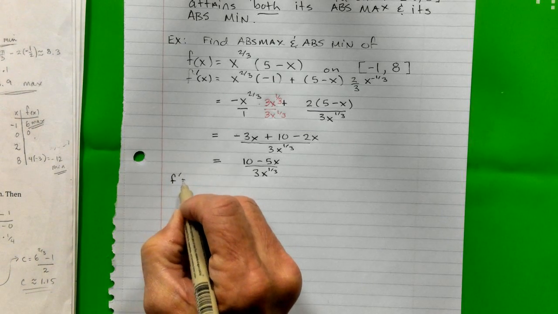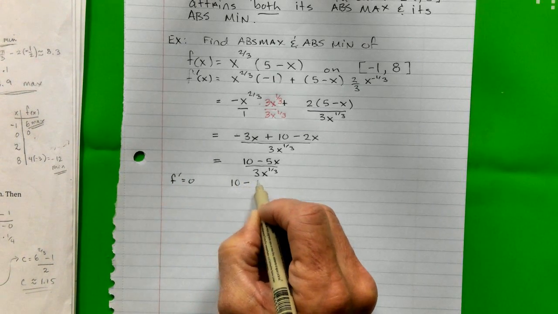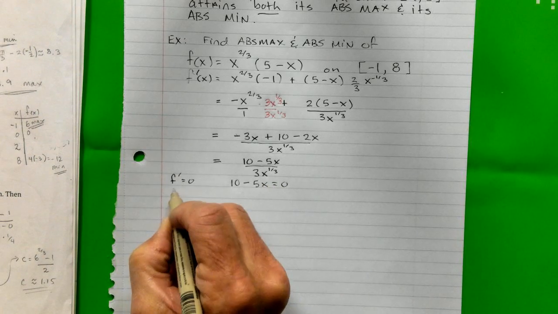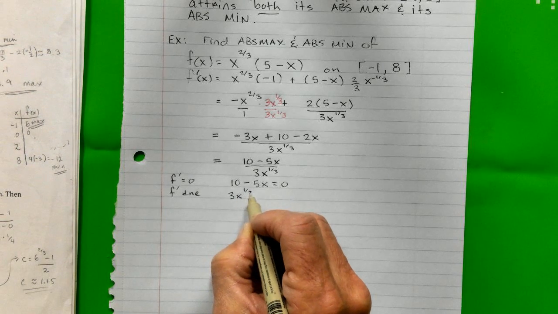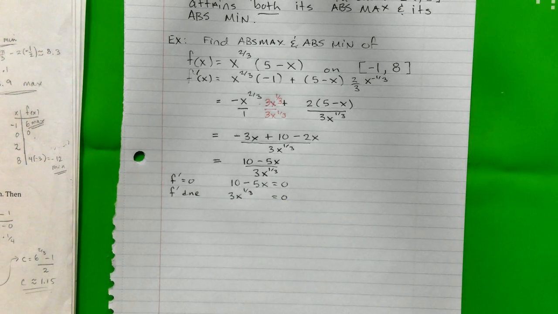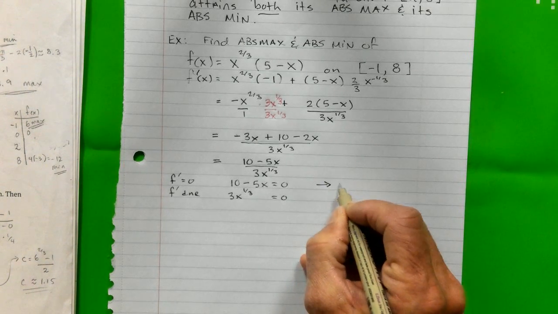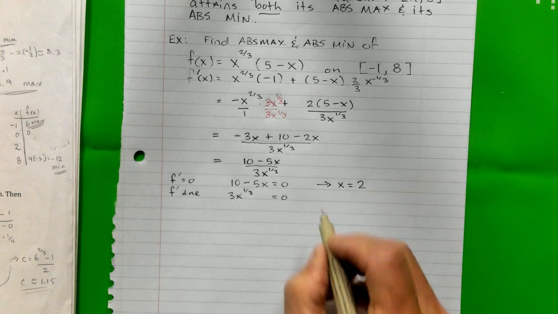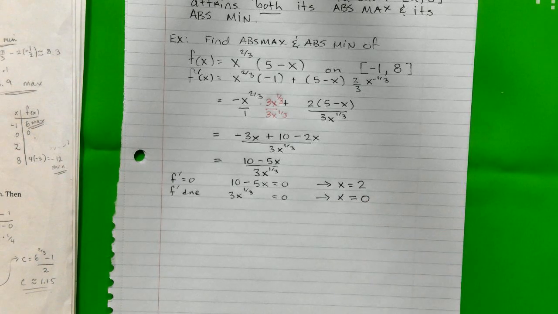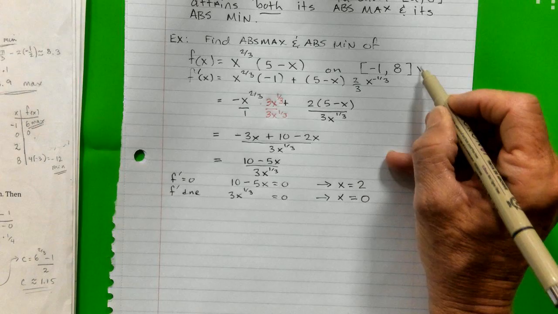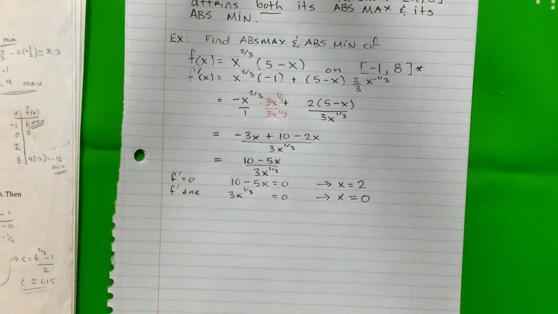So I know f prime is 0 when the numerator of the derivative is 0. And I know that f prime does not exist when the denominator is 0. So that first factor, 10 minus 5x, is 0 when x is 2. So I was just kidding when I said 10/3. And the only time x to a power is 0 is when x is 0. Those two critical numbers are both within the given interval, so I keep them both.